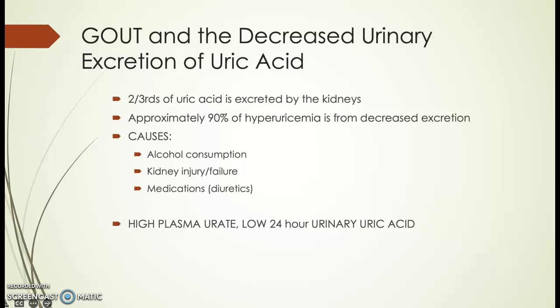Certain medications can also result in decreased excretion, such as diuretics. Along with renal insufficiency, conditions such as hypertension and diabetes can also cause decreased excretion. High serum urate levels with decreased 24-hour urinary uric acid levels, such as in the case of this patient, are suggestive of decreased urinary excretion of uric acid being the cause of hyperuricemia. With the current information given, it is most likely that this patient, in case study number 3, is experiencing gout due to decreased urinary excretion of the uric acid.